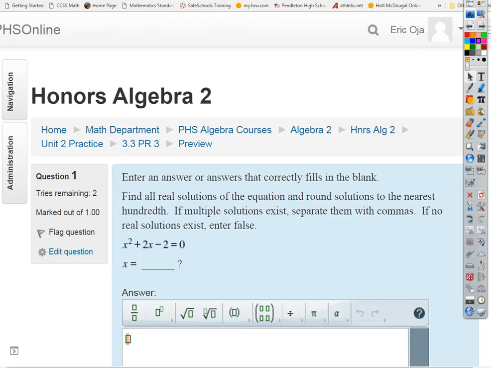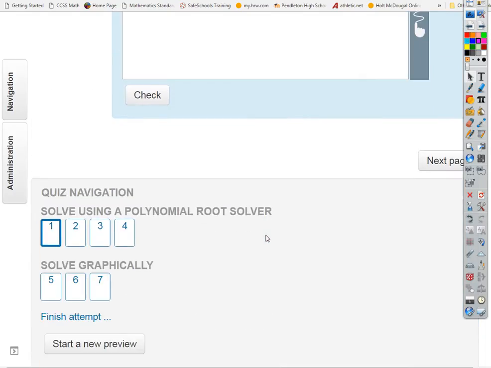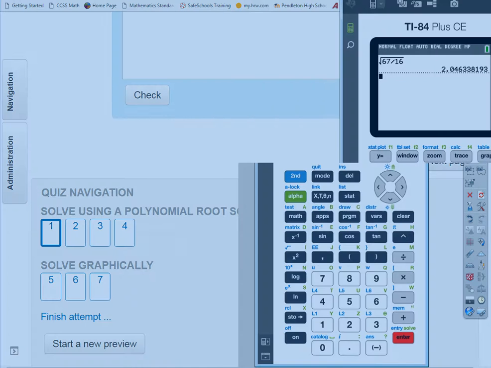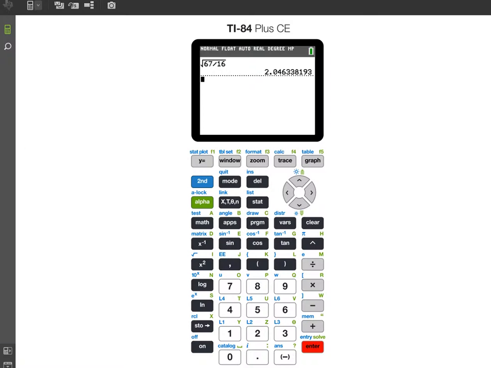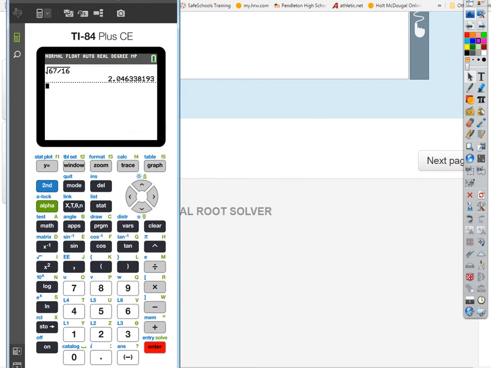Okay, so the 3.3 practice 3 video solution set here. This is really simple stuff. I'm just going to show you a couple quick examples. This is all technology stuff, so I just want to remind you how to use your calculator to do these problems. This assignment should go really quick.